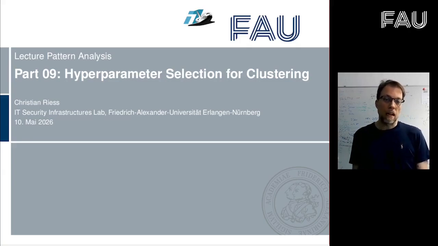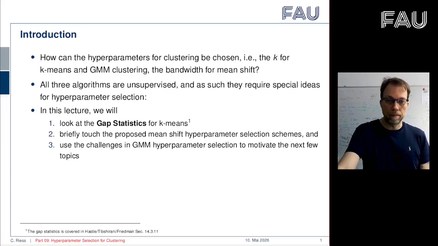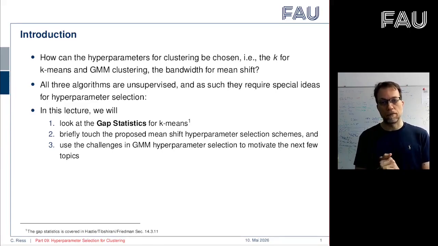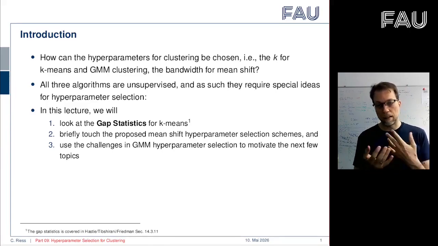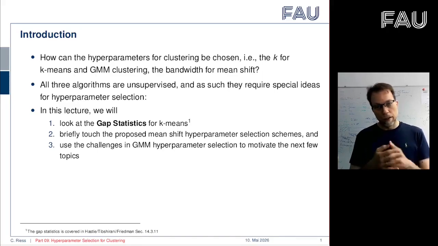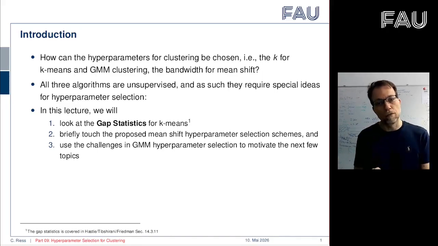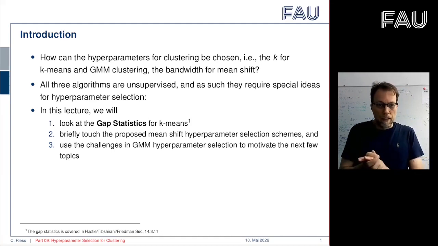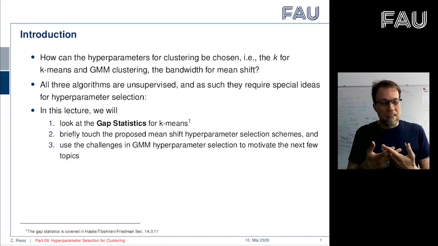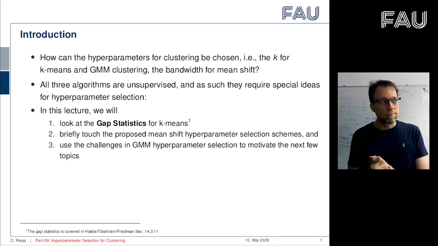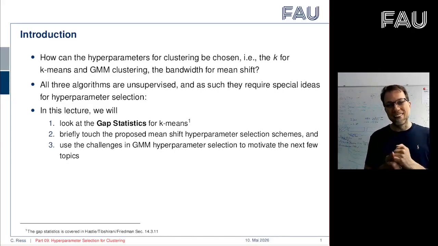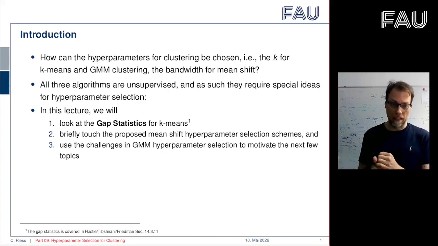Now let's talk about the hyperparameter selection for clustering. So how can we choose the hyperparameters for clustering? For example, the K for K-means and the Gaussian mixture model clustering, or the bandwidth, the kernel size for mean shift. Clustering algorithms, and in particular the 3 that we looked at, they are unsupervised. So we cannot just say, do some cross-validation or whatever, align this with labeled data. This is not how unsupervised learning works. So we require some special ideas for the hyperparameter selection.